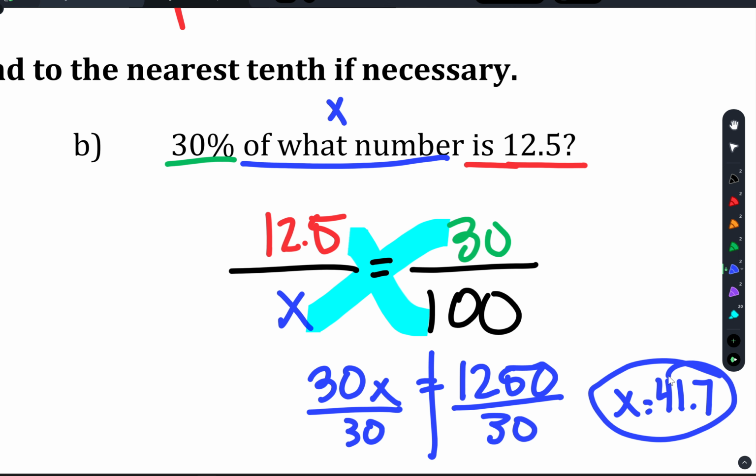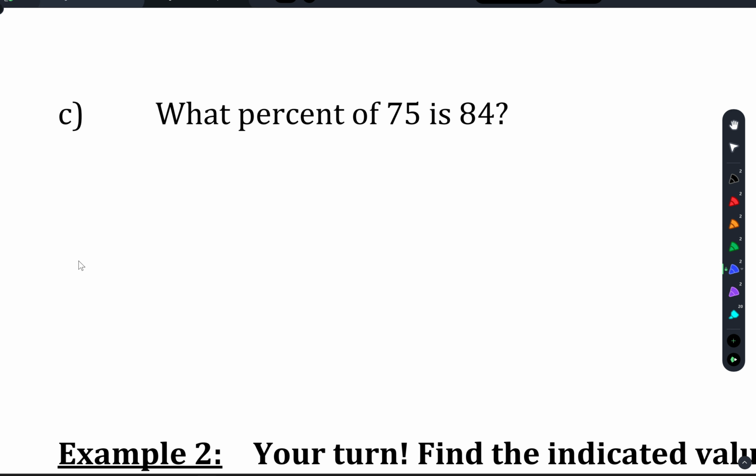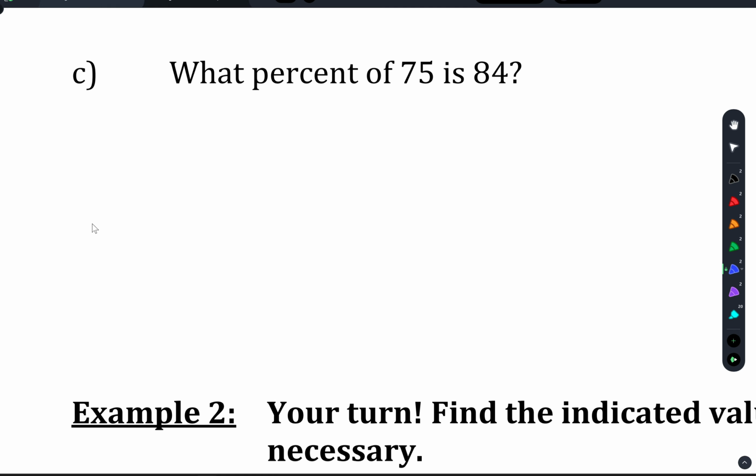And that's that. Questions? Okay. Look at C. Help me out. What can I fill in to this proportion? What percent of 75 is 84? What's the easy one that I can put in there?